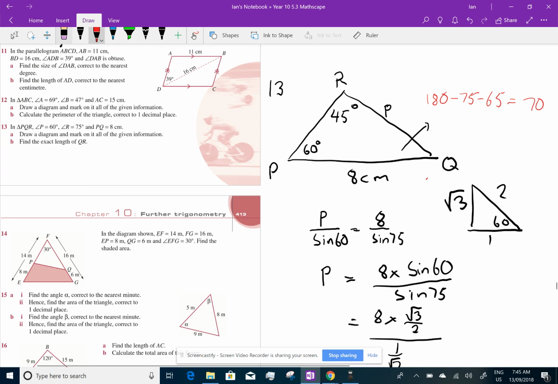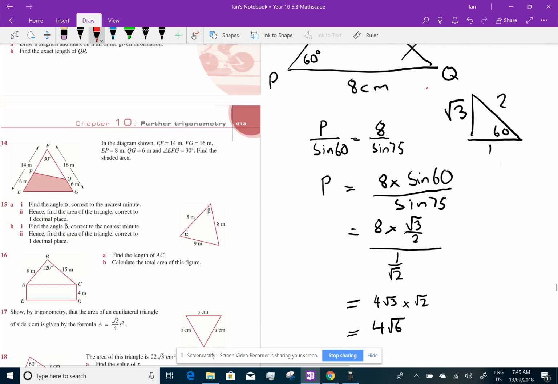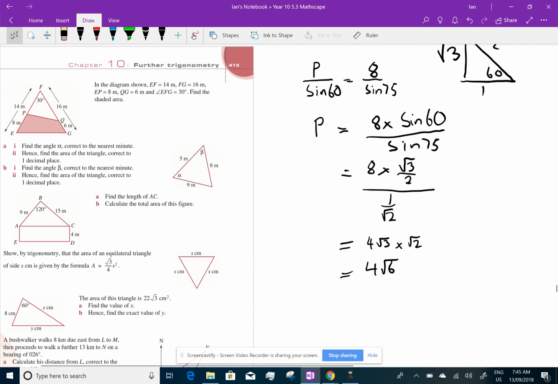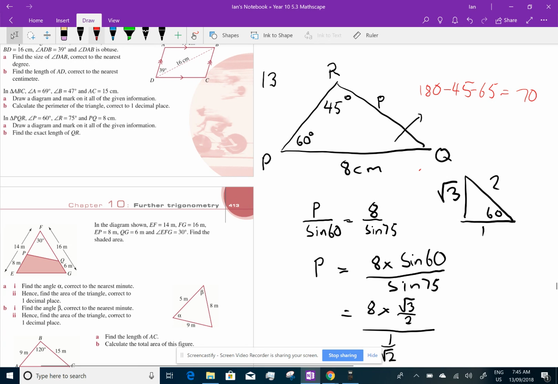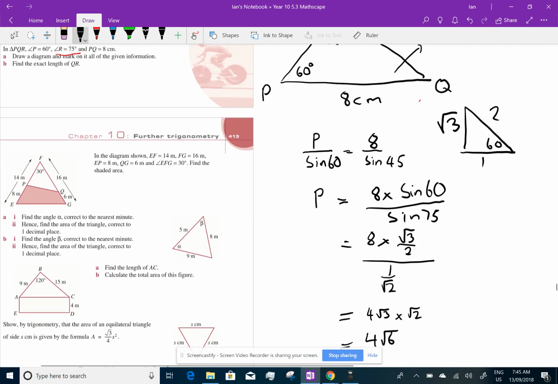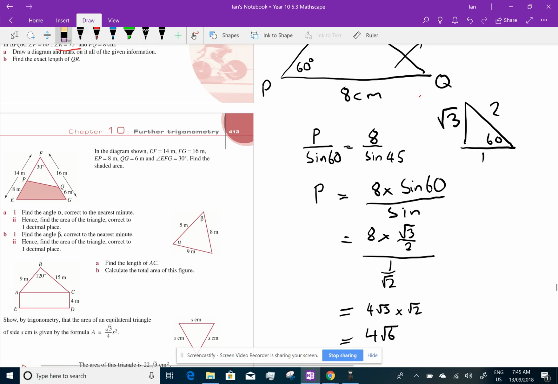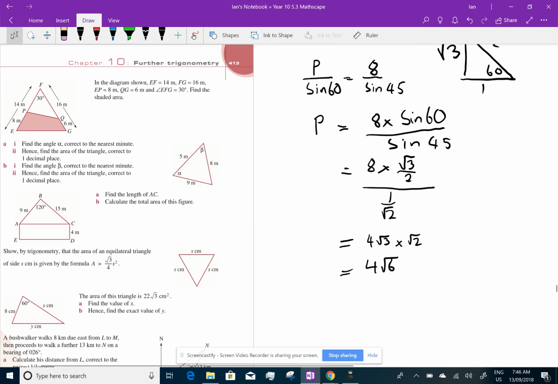But that makes no difference. I'm pretty sure that's what it is, because the answer is 4 root 6. And there's no way that can be wrong. So I think this is a typo. It should be 45. And if you do that, you get the right answer. And I know that sine 75 does not equal sine 45. And I know that that's what's going to pop out.